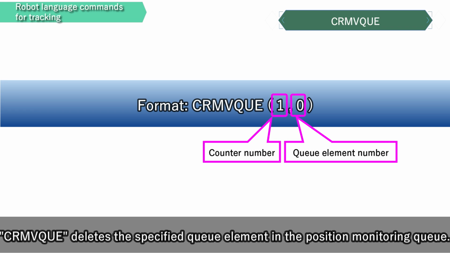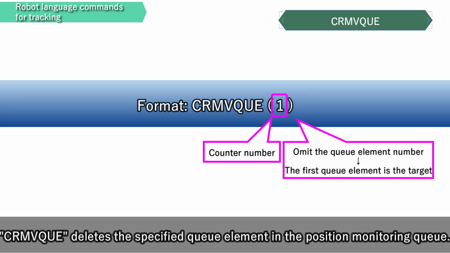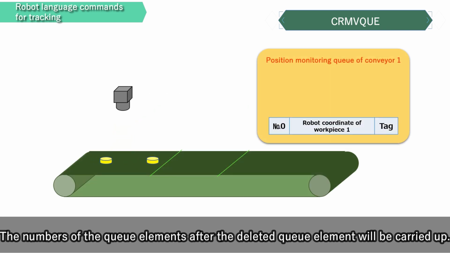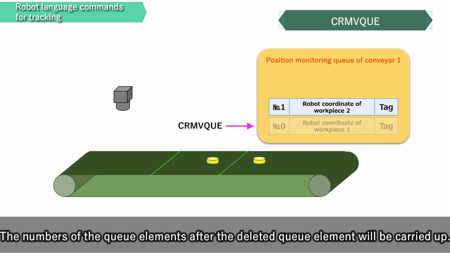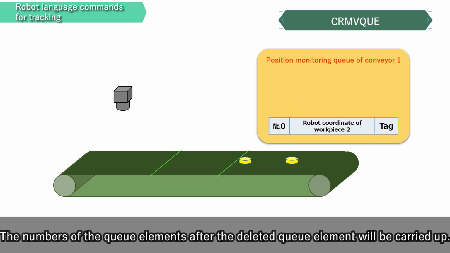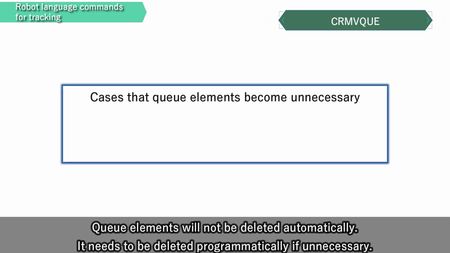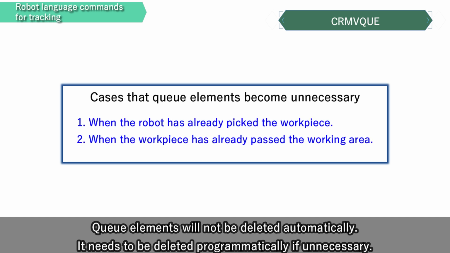CRMVQUE deletes the specified queue element in the position monitoring queue. The numbers of queue elements after the deleted queue element will be carried up. Queue elements will not be deleted automatically. It needs to be deleted programmatically if unnecessary.